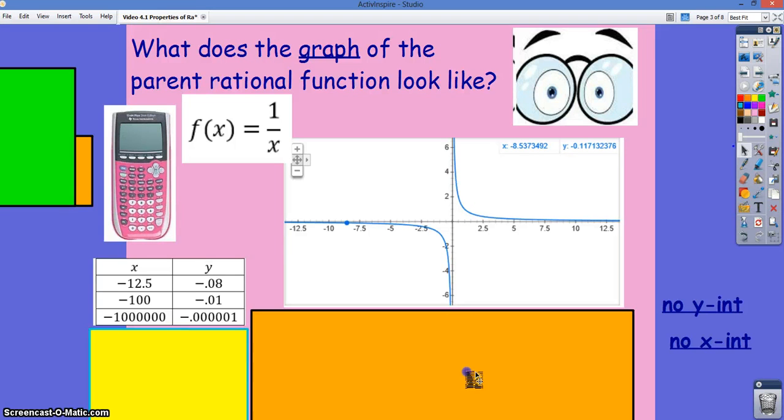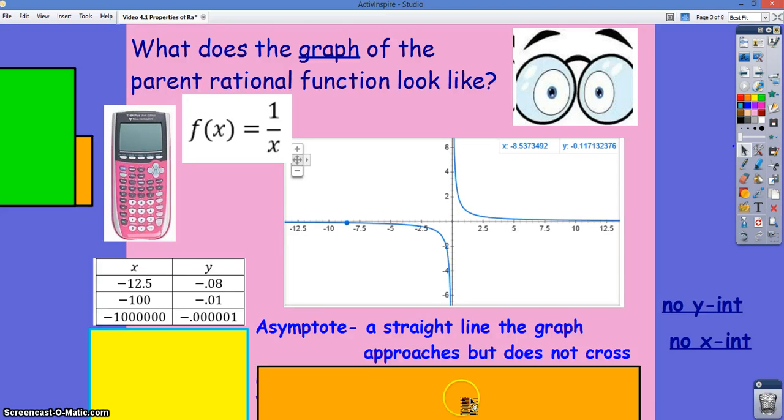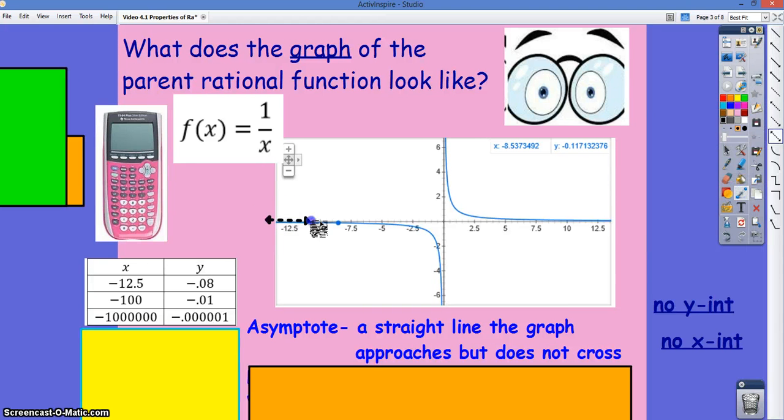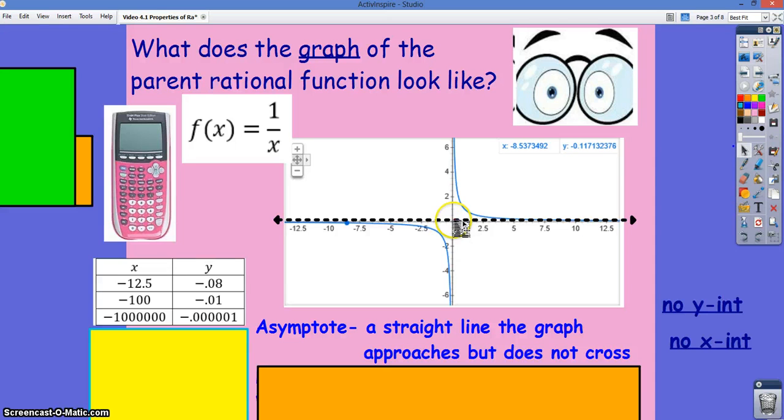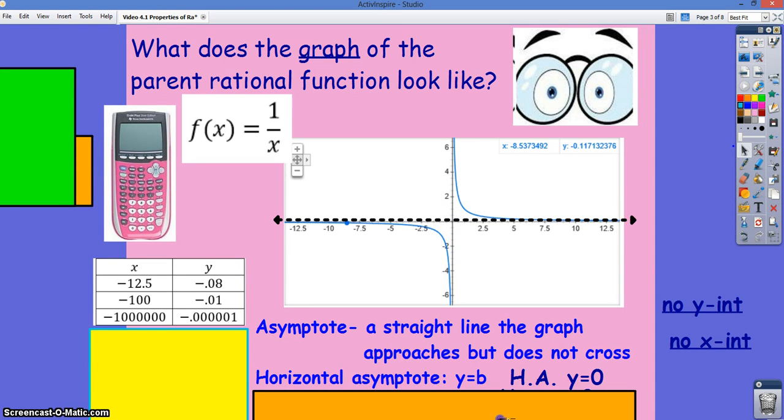What do we call this? An asymptote. An asymptote is a straight line the graph approaches, but does not actually cross. In this case, we have a horizontal asymptote, because it's a horizontal line that the graph gets really close to, but doesn't actually touch. So our equation for the horizontal asymptote is y equals 0.